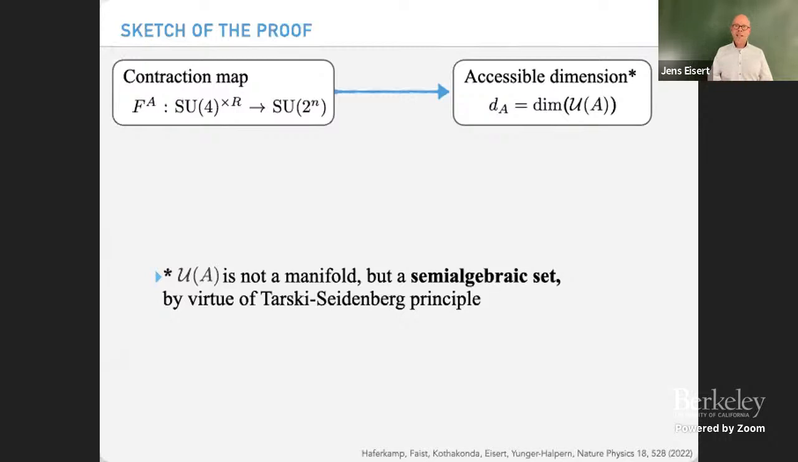Now, where does this come in? Well, the point is, it shows that our set U of A, the unitaries, at the end of the day, are a semi-algebraic set, because in one way or the other the placement is given by some polynomial function, and the knobs at the beginning are constrained by a semi-algebraic set. So that means that by virtue of this principle, the U of A is a semi-algebraic set.